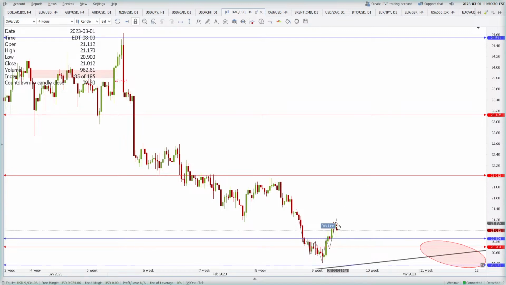Guys, you are still very close to the buying area here. If you are buying here, your stop loss should be below 20.85. Or what you can do is look for some strength in the dollar, and then you will see lower prices for silver, and then you buy it with the target of 22.01.